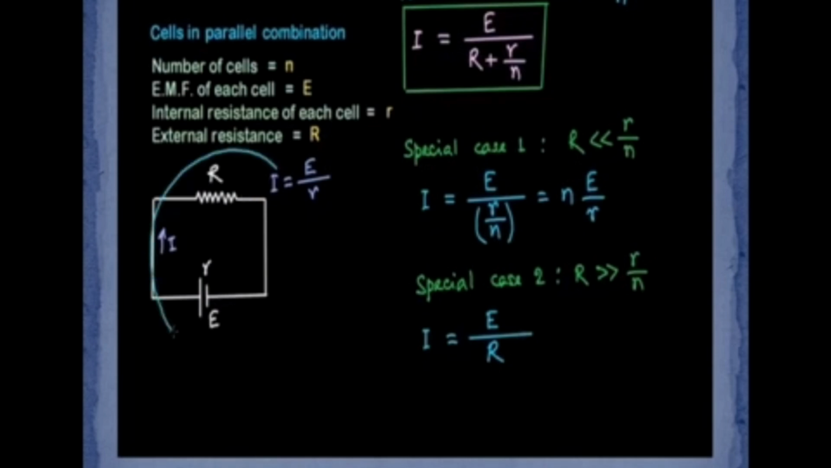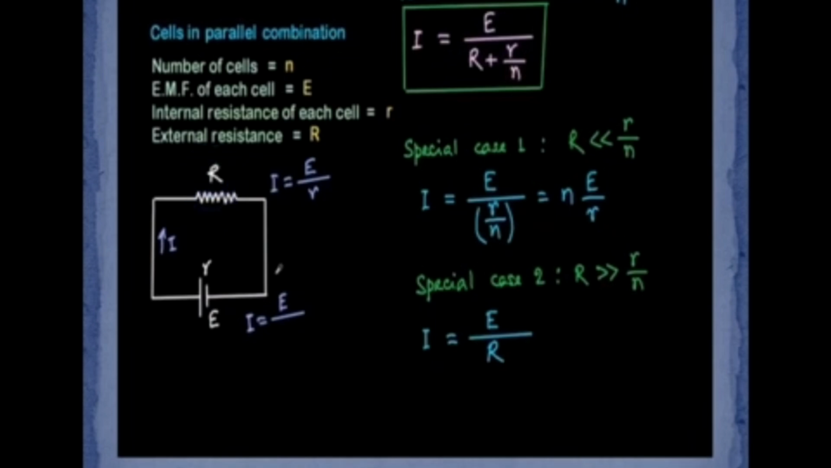So in this circuit, here internal resistance is very small. So the flow of current only depends on the external resistance R. So you can write I equal to E by R. So which resistance is greater? We can take that into the equation.